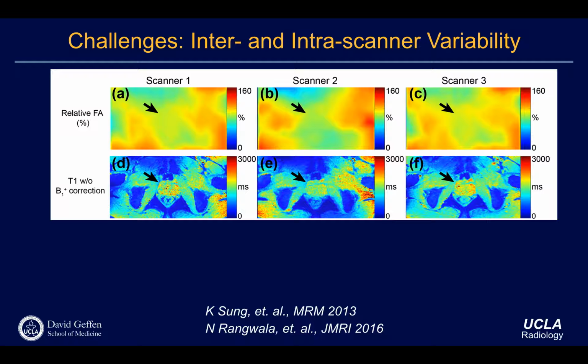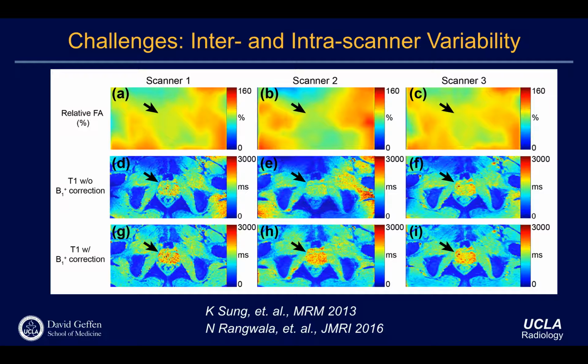Another thing is, because of the B1 variation, there is inter-scanner and intra-scanner variability. This is an example where we scanned the same volunteer on 3 different scanners, and then we tried to measure the T1. Again, it's the same volunteer scanned on 3 different scanners, right? The T1 has to be consistent. That's the bottom line. But if you look at the results, they're not the same. The main confounding factor was the B1 variation. And whenever you compensate the B1, you can see across the 3 different scanners, it becomes very consistent. Okay? Any questions?